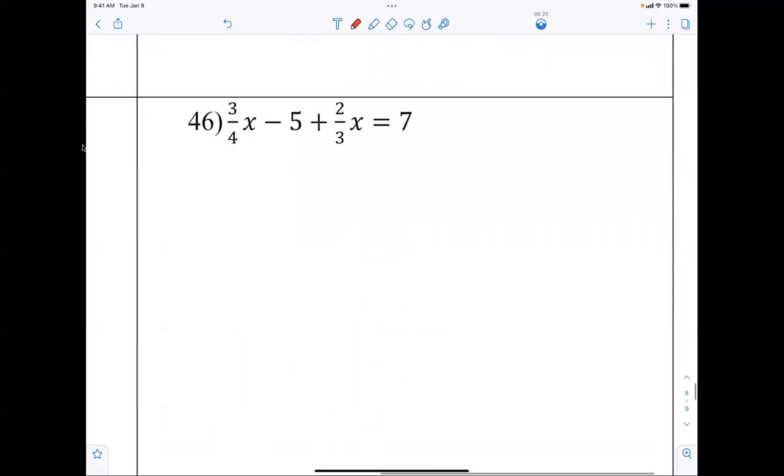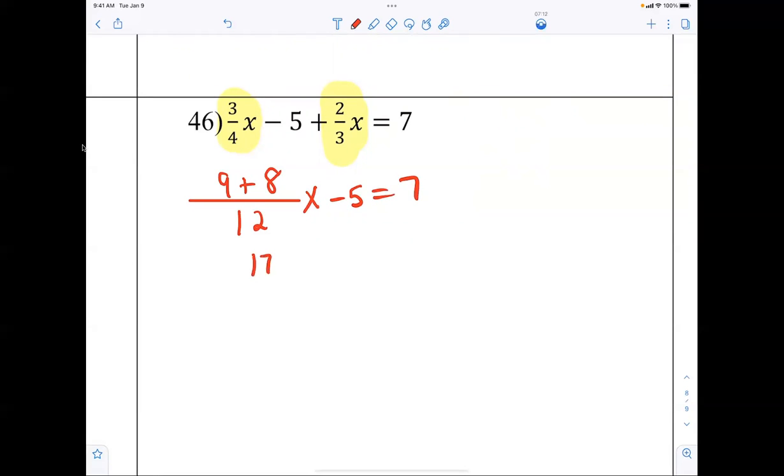All right, 46. Ooh, you got an ugly one because it's got some fractions. But tell me, 3/4 plus 2/3. What is that? What's the common denominator? Good. So 3/4 is how many 12ths? 9. Yes, ma'am. 2/3 is how many 12ths? 8. Yes. Then can I just change it to 17? That's correct.